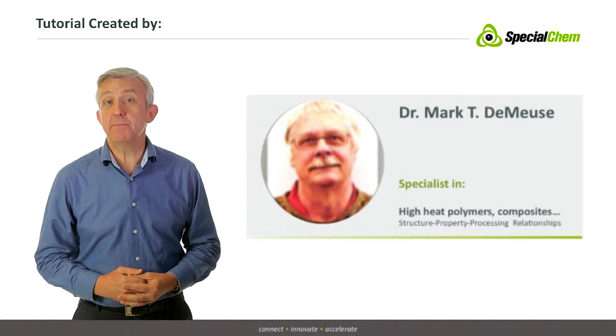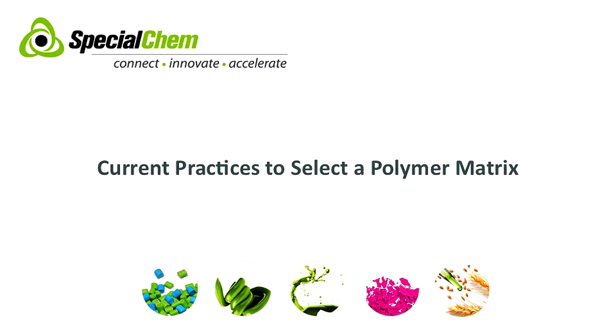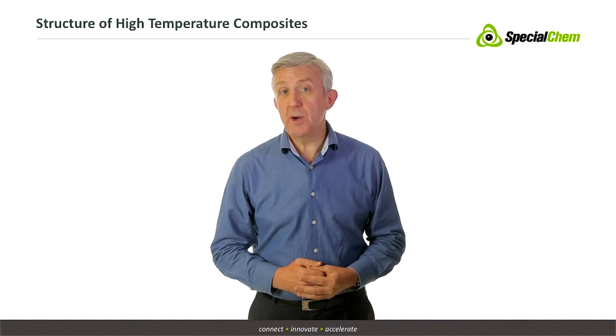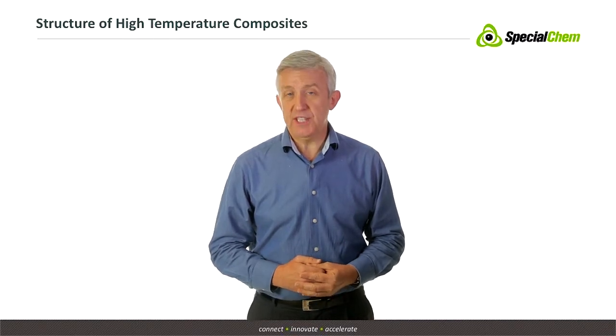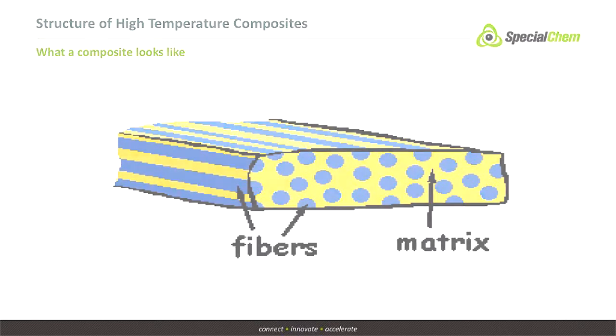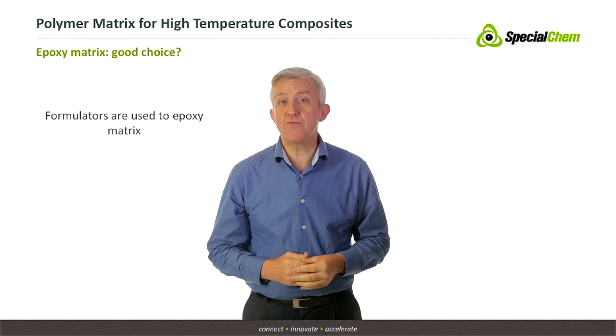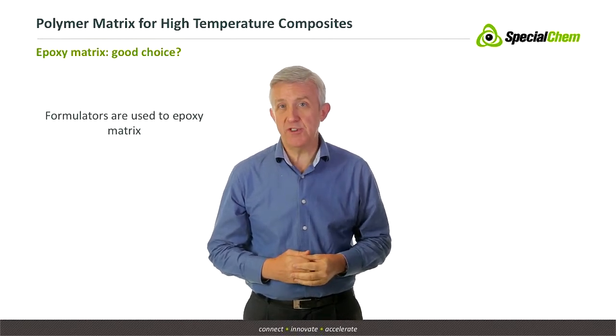Now let's turn to matrix materials for high temperature composites. A picture of a typical composite structure is shown on this figure. The primary function of the matrix material in the composite is to hold the fibers together and protect them from mechanical and environmental damages. Currently, for high temperature composites, epoxies are the primary choice for a matrix material.